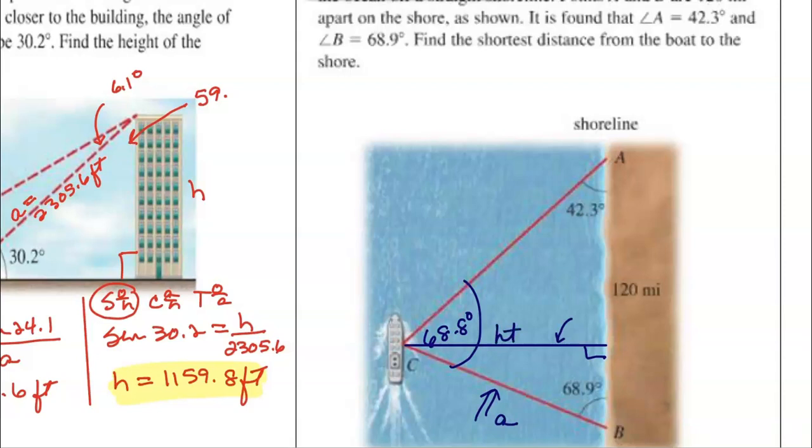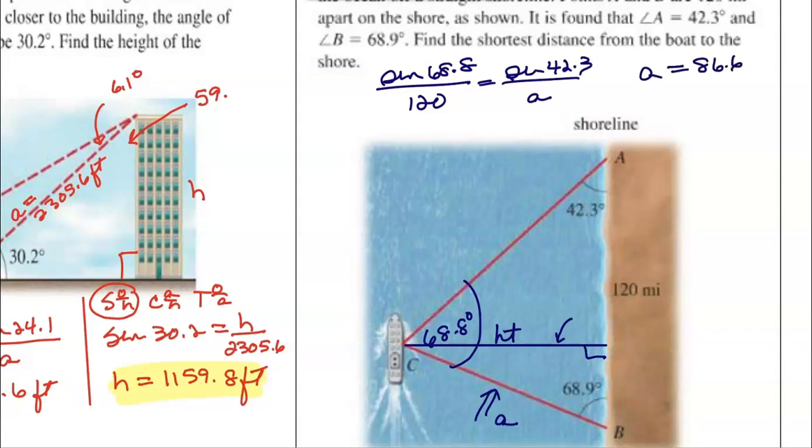Okay, so think about what we have. Look back at the original triangle. And I have a magic pairing. And that pairing is the sine of 68.8 over the 120 equals the sine of 42.3 over a little side A. Little side A equals 86.6. So this now equals 86.6.